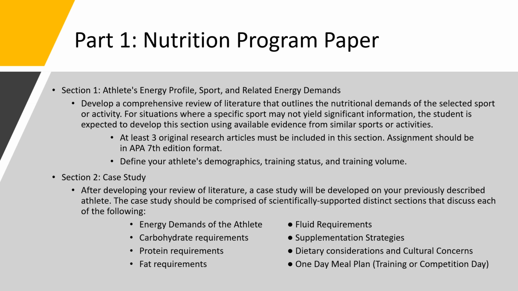But section 1 is just going to consist of your athlete's energy profile, review of their sport and the related energy demands of that sport. So you will need to do a couple different things. You'll have to review some original research articles, and all of those articles should be formatted in APA 7th edition format. If you're not familiar with what an original research article is or how to search for those things, the library has really great resources.